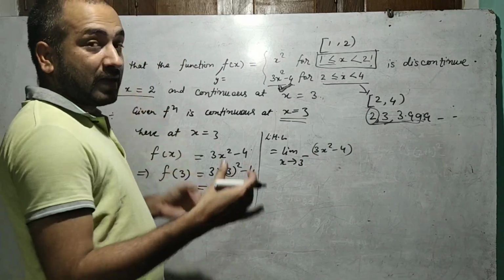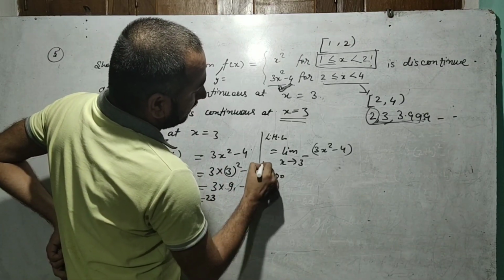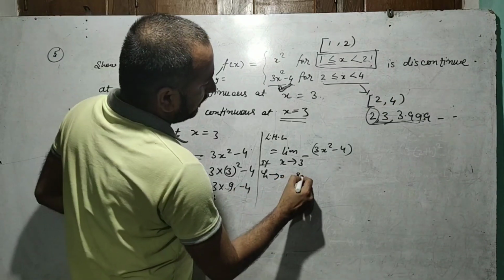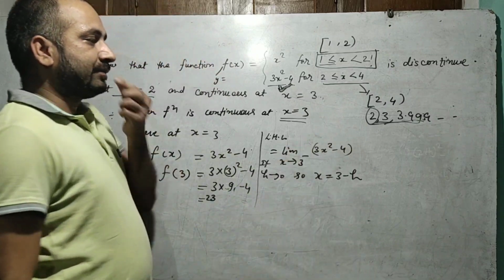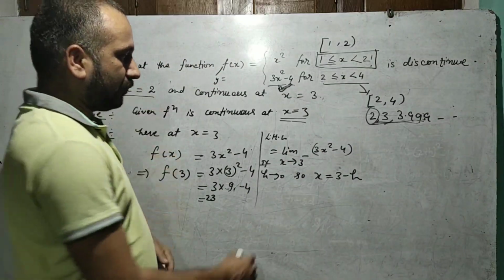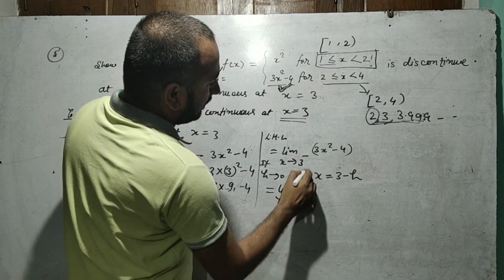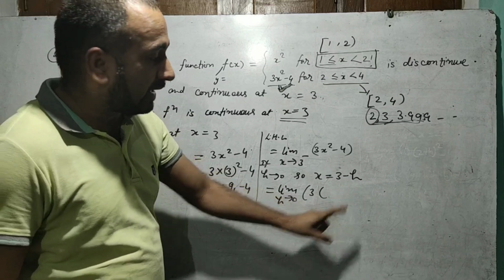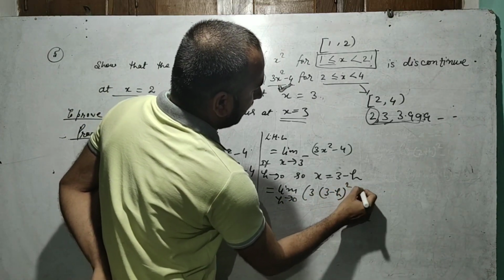Now what we have to do? If h approaches 0, so your x is what? 3 minus h. Is it clear? So now put here limit h tends to 0. So 3 of your x, what is the value of x right now? 3 minus h. So 3 times (3 minus h) to the whole square minus 4.